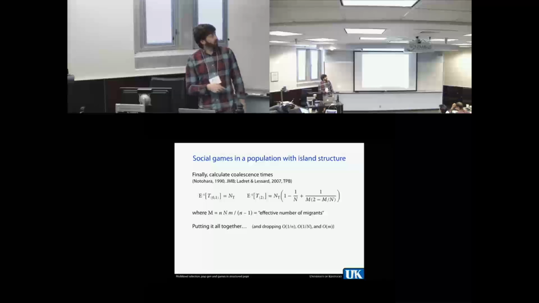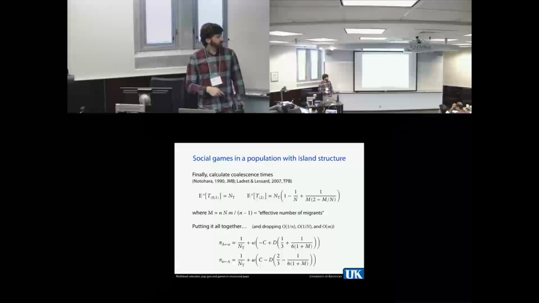So finally, to put it all together, we put all the stuff back into those fixation probability equations. We drop out a bunch of these terms to simplify it, and we get these two different fixation probabilities. So relatively simple. This is the neutral change, and this is the effect of selection.